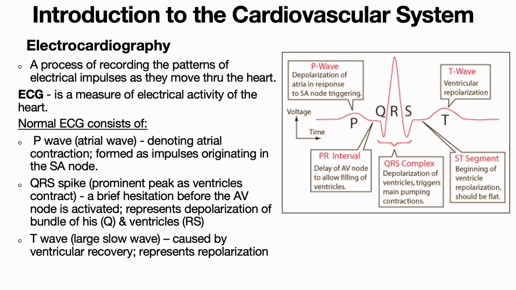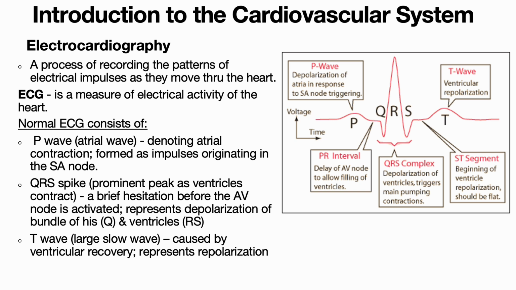The electrocardiography and ECG. Electrocardiography is the process of recording the patterns of electrical impulses as they move through the heart, while ECG is a measure of electrical activity of the heart. As shown in the picture, a normal ECG consists of the P wave, which denotes atrial contraction, and this is formed as impulses originate in the SA node.